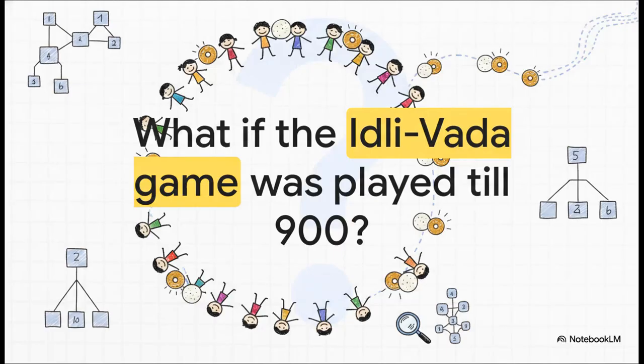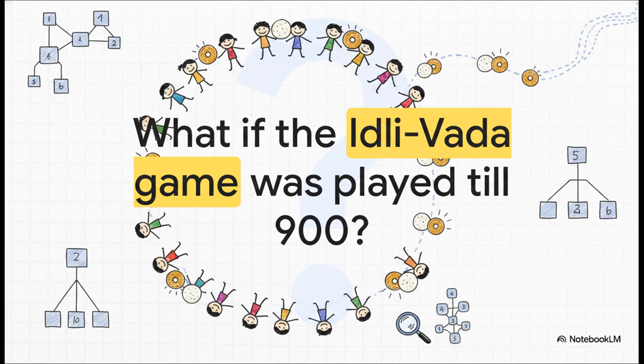To wrap up this explainer, let's bring it all full circle and revisit our starting game with a massive challenge from the chapter. Imagine the kids in the circle kept counting and counting. What if the Idli Vada game was played all the way up to 900? Well, because we understand multiples now, we know that every 15th number is an Idli Vada. So by the time they hit 900, those kids would end up yelling Idli Vada exactly 60 times.